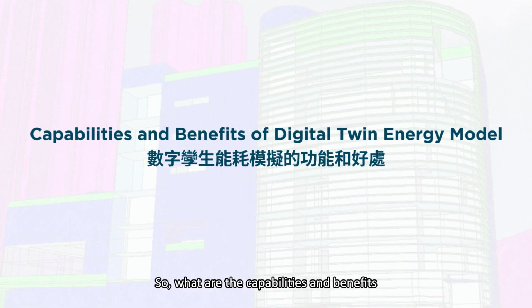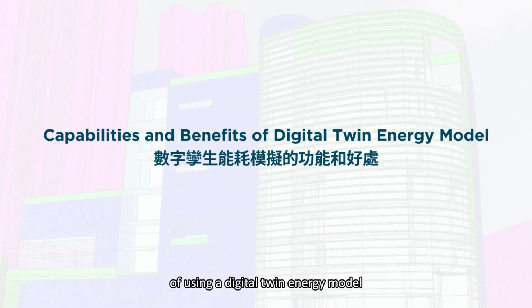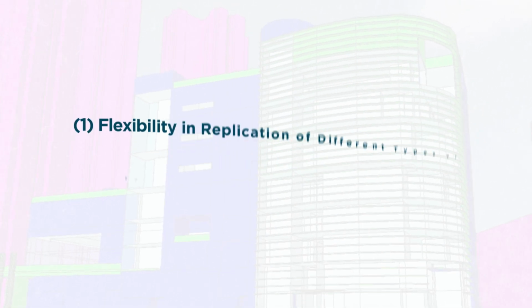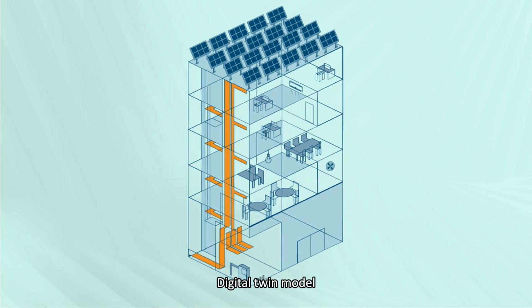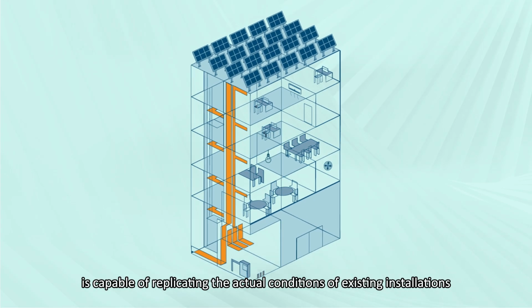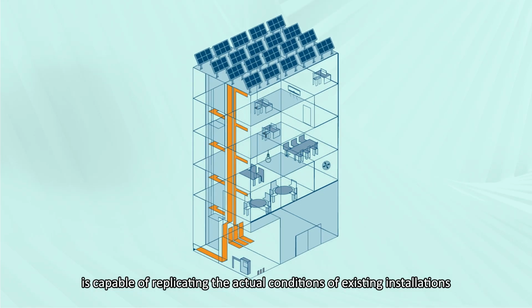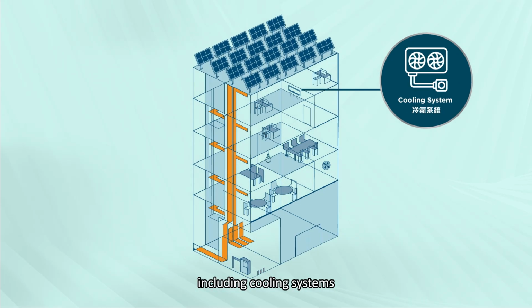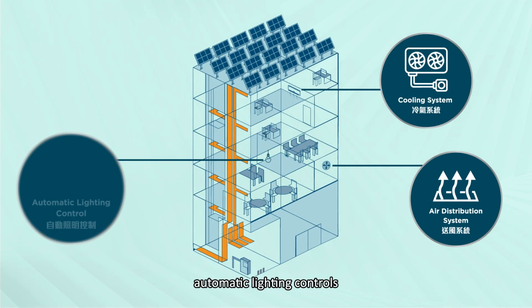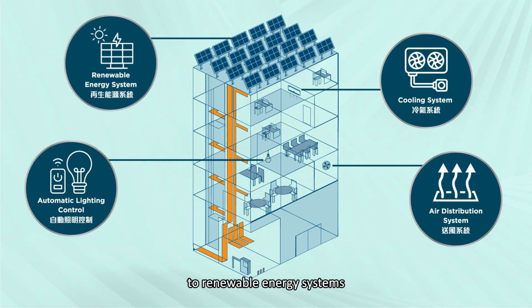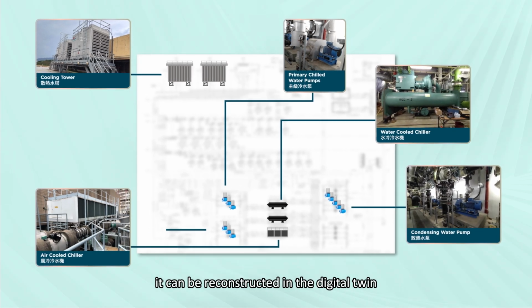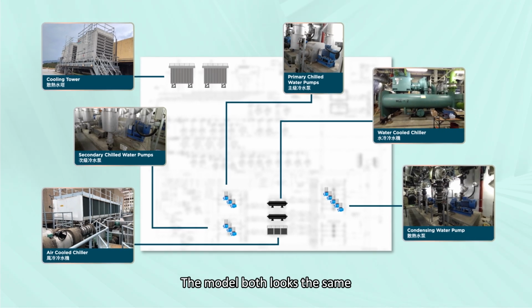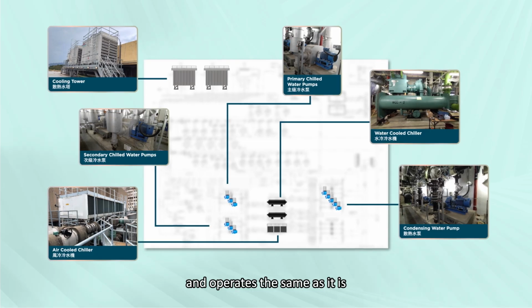So what are the capabilities and benefits of using a digital twin energy model? A digital twin model is capable of replicating the actual conditions of existing installations, including cooling systems, air distribution systems, automatic lighting controls, to renewable energy systems. No matter how complex your system is, it can be reconstructed in the digital twin. The model both looks the same and operates the same as it is.